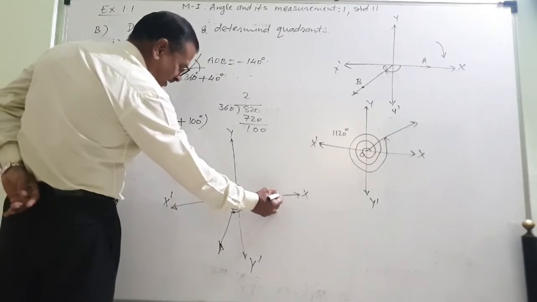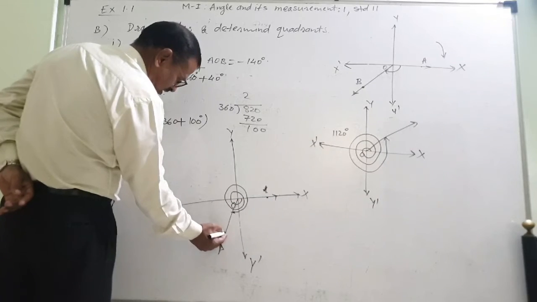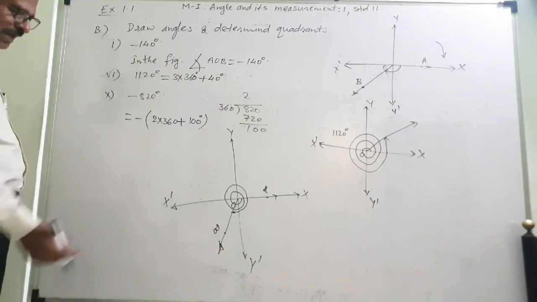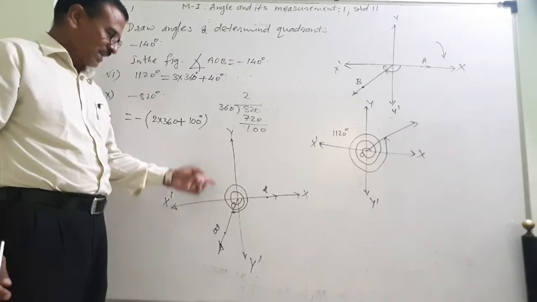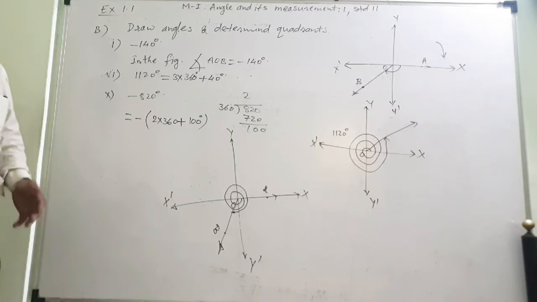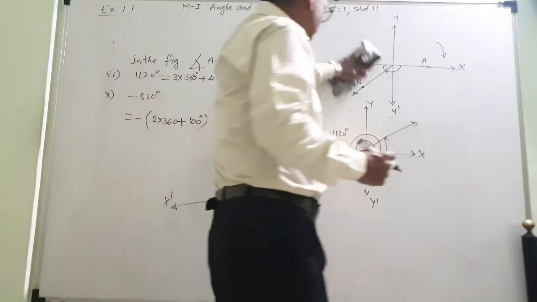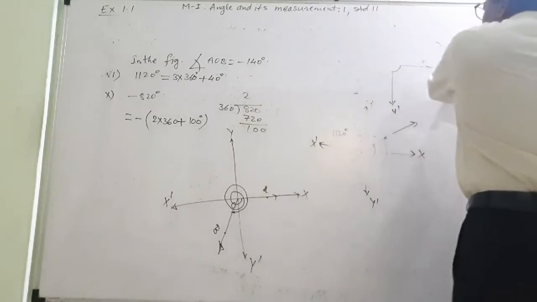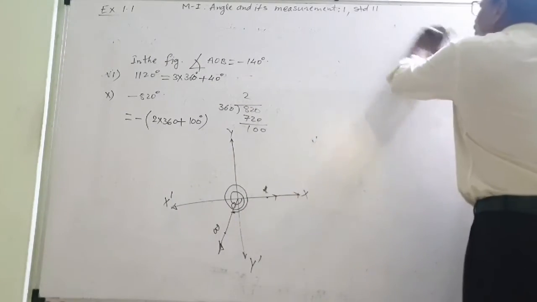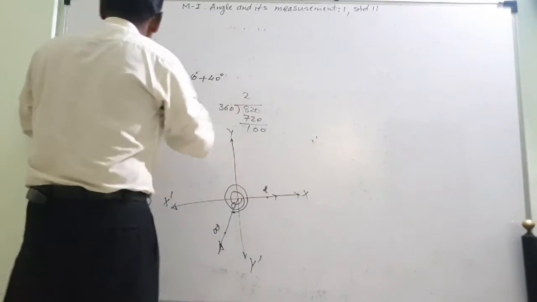So this is your initial arm A. This is your terminal arm B. Angle AOB in the negative direction is minus 820. So you have drawn the figure of this. You have understood this. Now I am rubbing this question part also. Here we will end this drawing of the angle. Only some of the representative sums I will take for this.